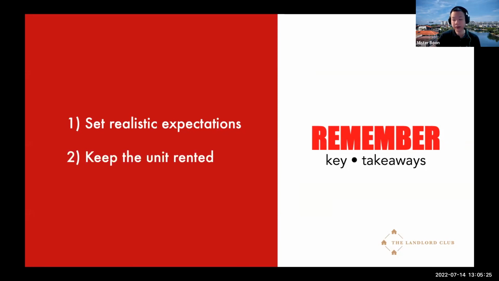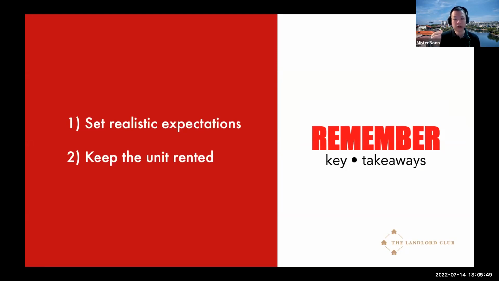Keep the unit rented. What I mean is, sometimes when you're doing a renewal, you might want to push for a higher price, so you tend to say, never mind, let the tenant go and find a new tenant. If the market is only a few $100 different, you might really want to consider keeping the same tenant there, especially if they are a good tenant.